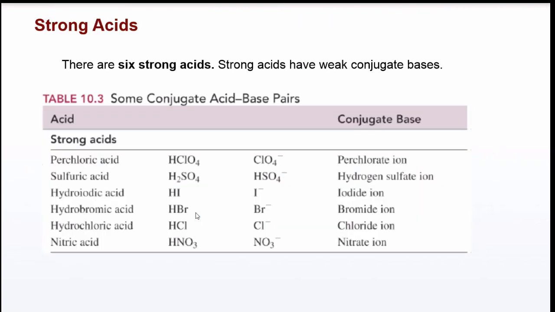So when you're looking for strong acids, one thing you can do is just memorize. There's not that many strong acids. Here's a list of them: perchloric acid, sulfuric acid, hydrochloric acid, nitric acid. These are probably acids that you've heard of. And the interesting part about them is that they have a weak conjugate base. That means the base is weak and it's not going to drive the reverse reaction to happen.